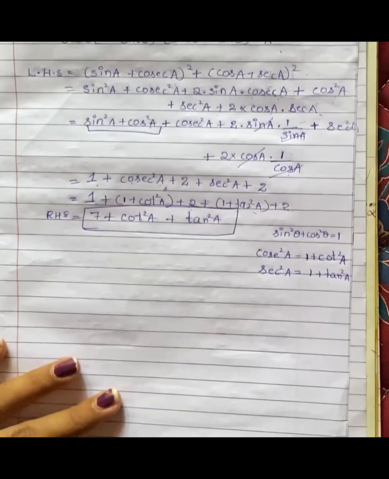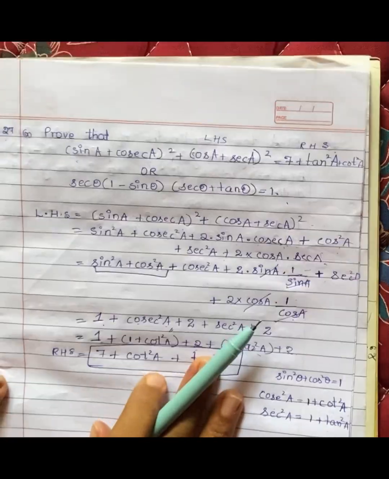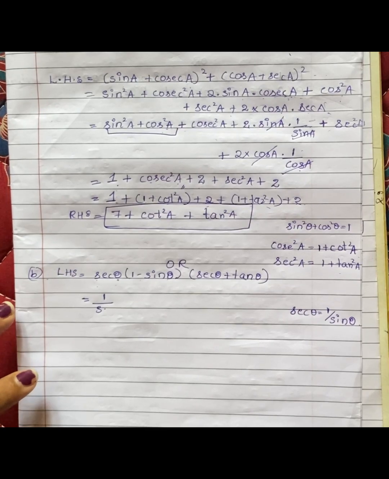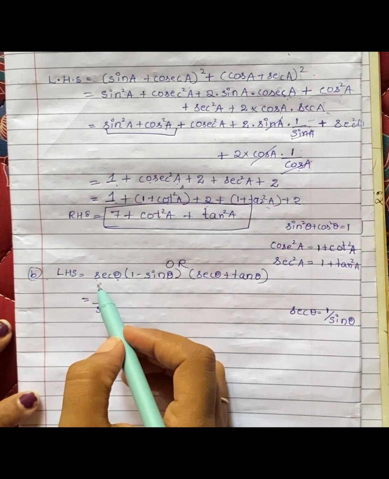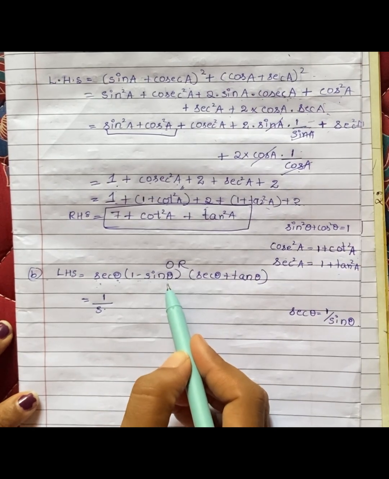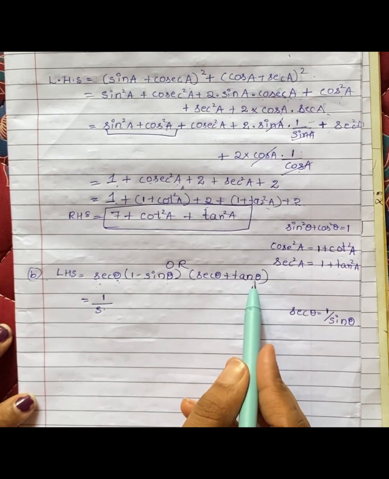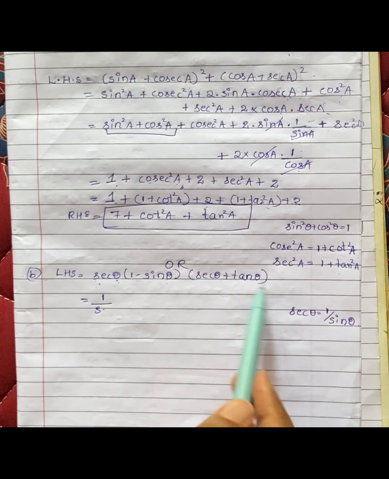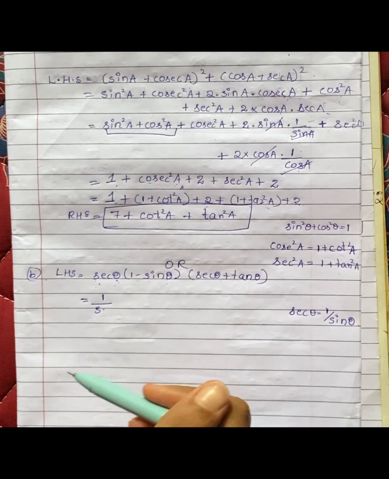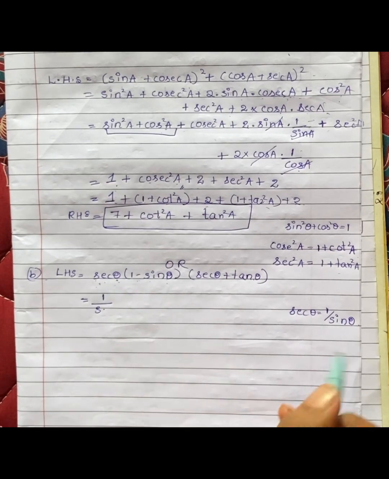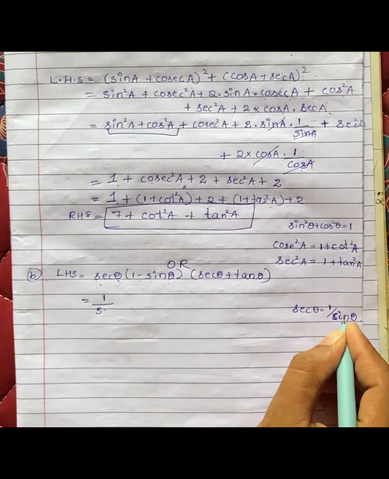Now moving on to the next question, that is secant theta (1 minus sin theta) into (secant theta plus tan theta). I'll write LHS as secant theta (1 minus sin theta) into (secant theta plus tan theta). The RHS should be 1. We should get 1 to prove this equation. So we know that secant theta is equal to 1 by cos theta.